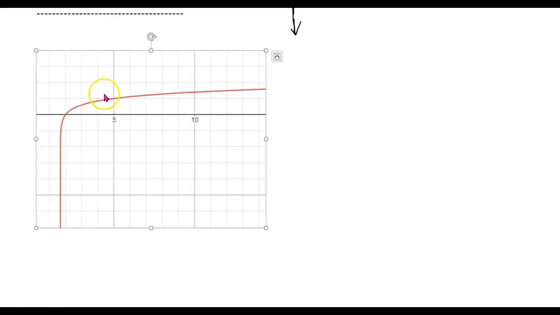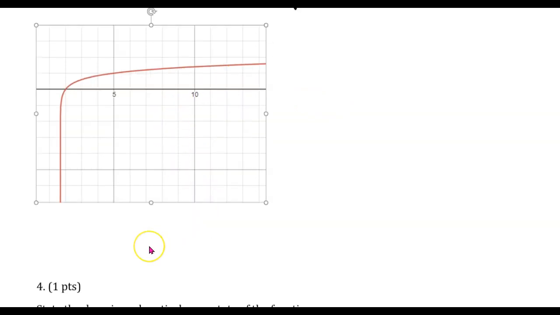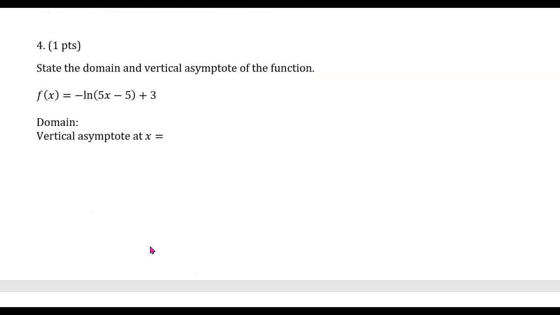Here's the true graph on Desmos. Notice the horizontal stretch, which is pulling it sideways and making it go up even slower than it already normally does. Let's take a look now at the next problem.